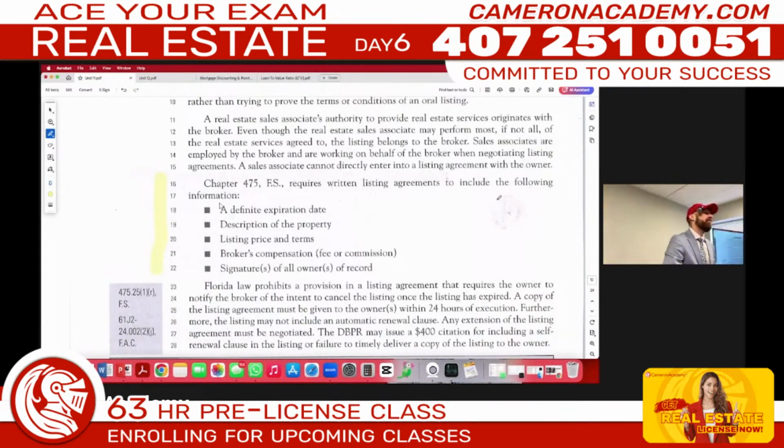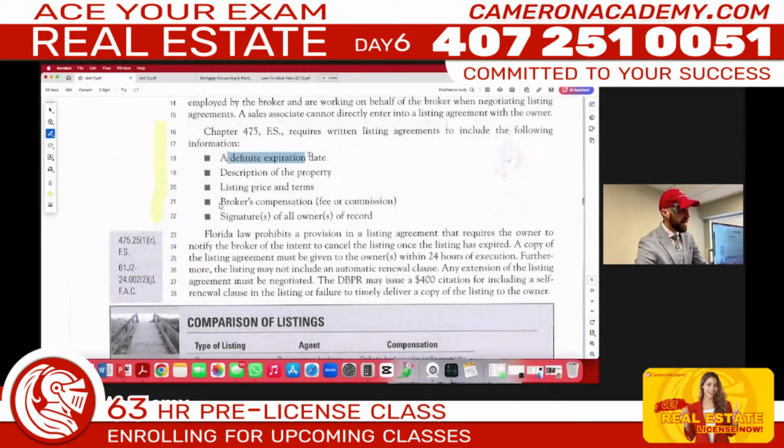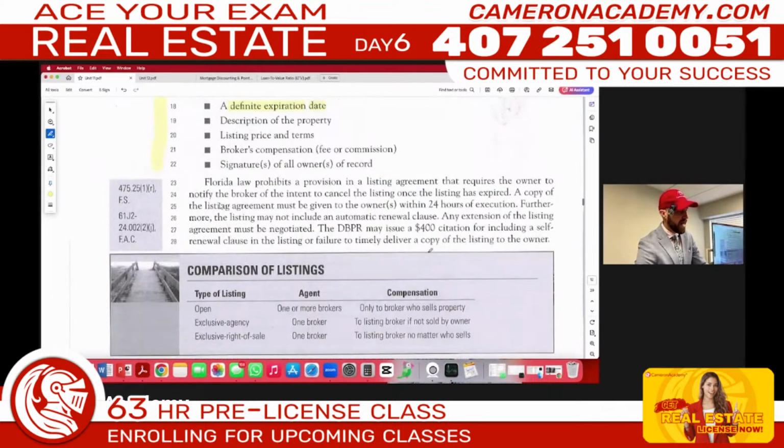By the way, you have to have a written and signed listing contract before you can place it in the MLS. But that's not like a Florida law requirement. That's a realtor requirement because they control the MLS, right? You have to have a definite expiration date for your listing. You can't have an open end or automatic renewal clause.